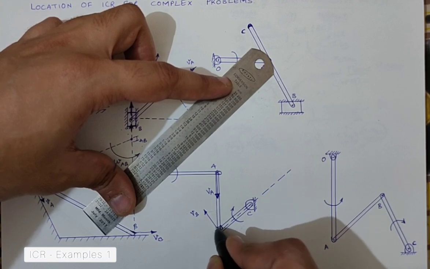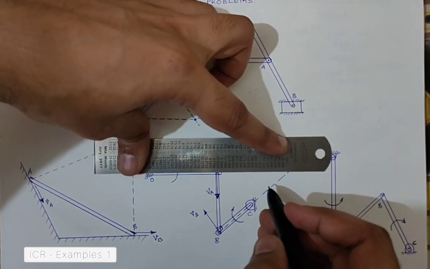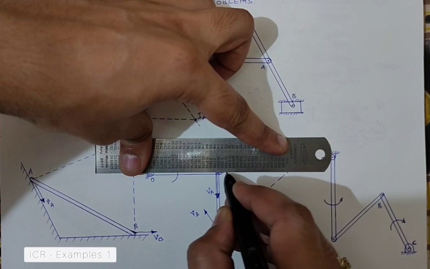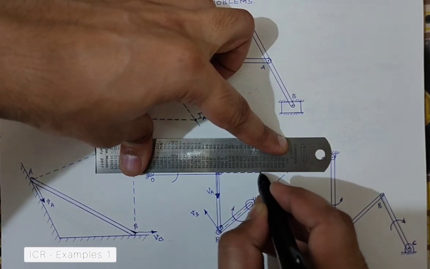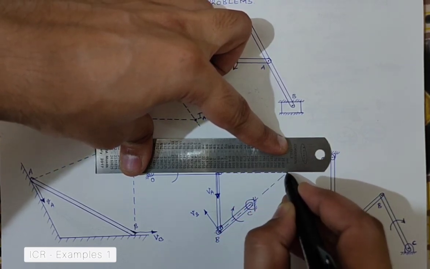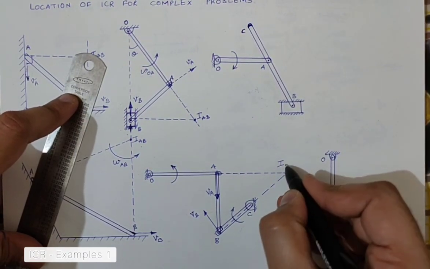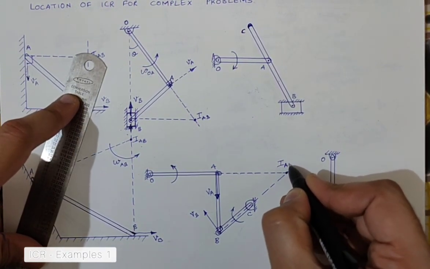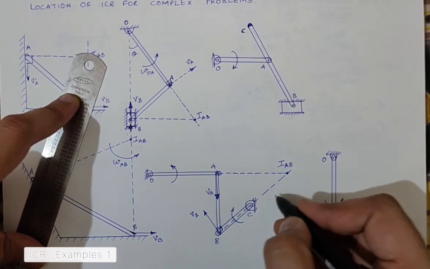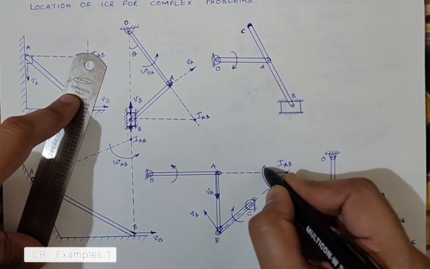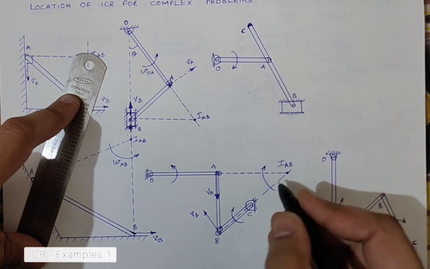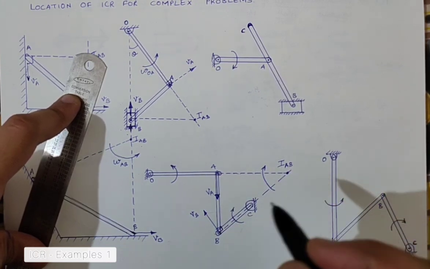So this is the perpendicular drawn from VB. Now I'll try and draw the same thing from VA. So wherever I have got the intersection, this is nothing but the ICR for the link AB. I may assume that ICR AB is the point from where my rotational motion for AB is happening for this given instant.